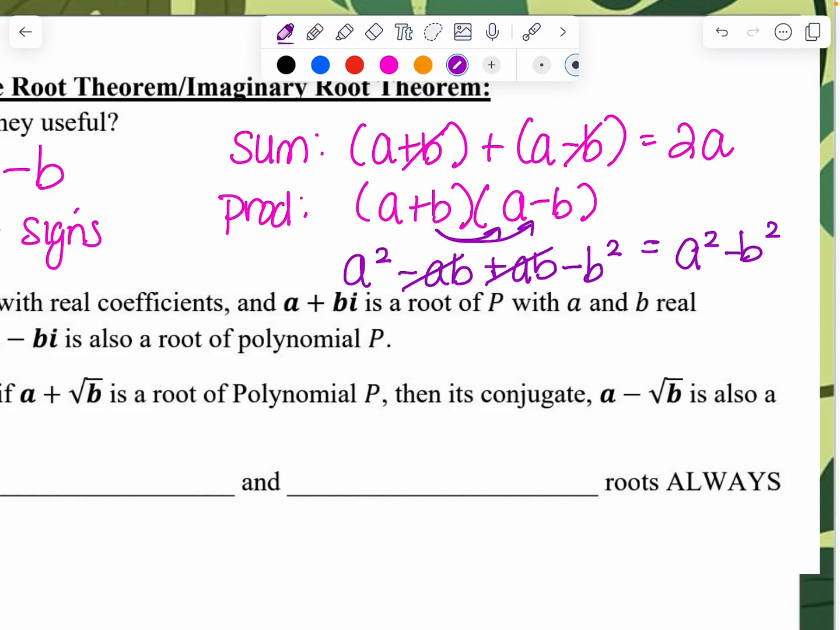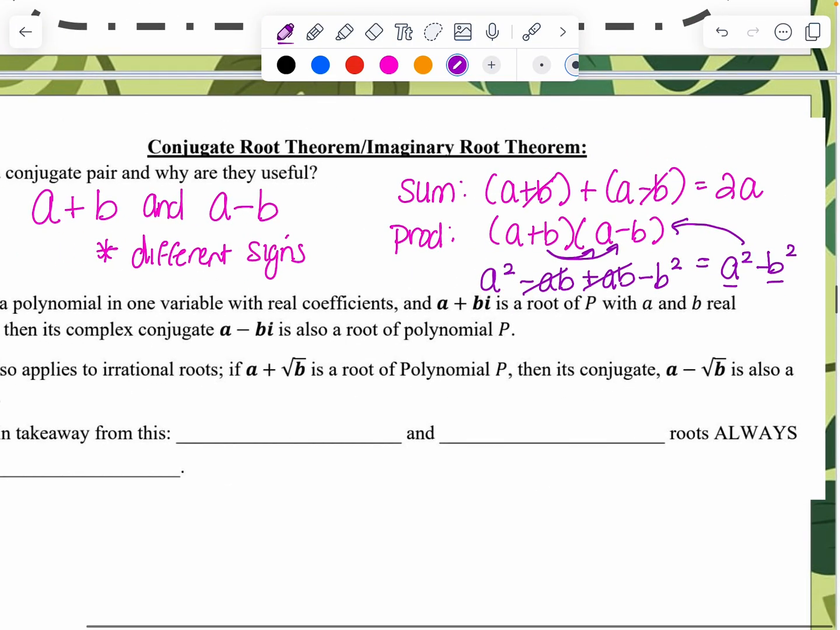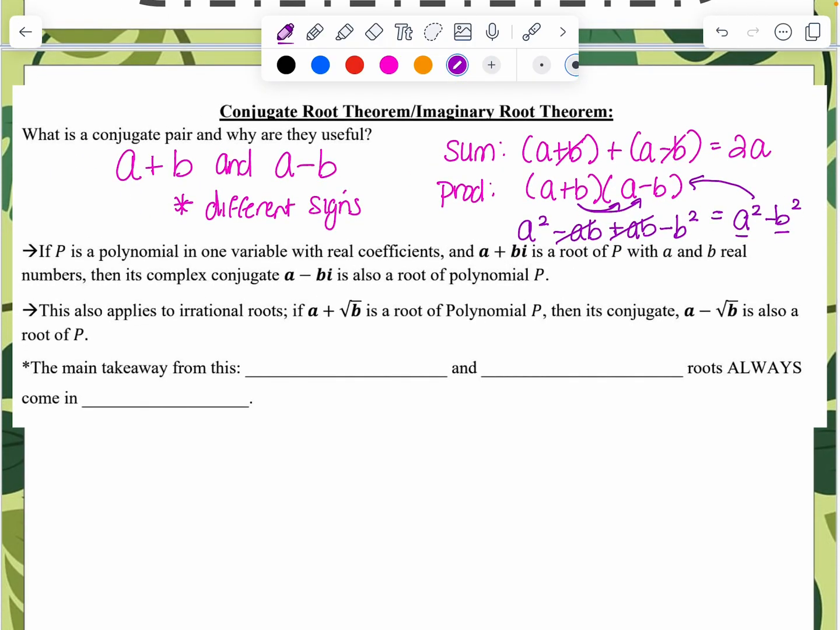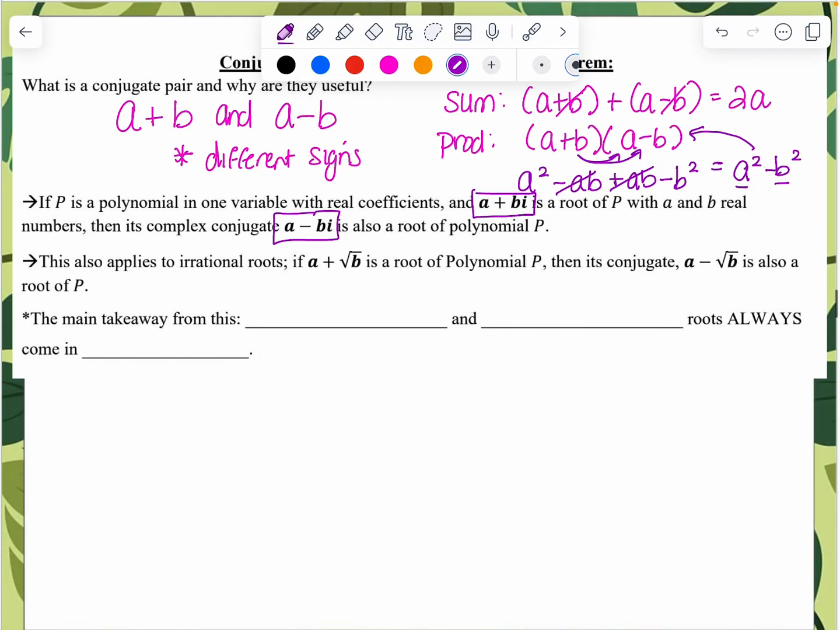That's the difference of perfect squares. A is a perfect square, b is a perfect square. And we always change it to that when we're factoring. So conjugate pairs, that's kind of how they work. Same terms, different signs. So where we see this a lot when we're writing polynomials is with imaginary numbers. So something like a plus bi and a minus bi, those are conjugate pairs because we have one addition, one subtraction. They always show up in pairs, and also irrational roots.